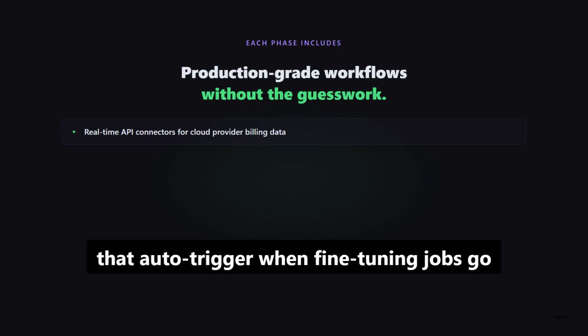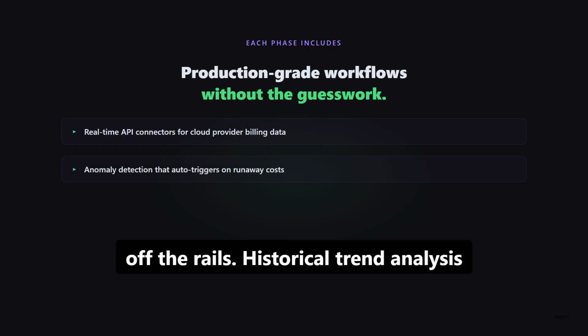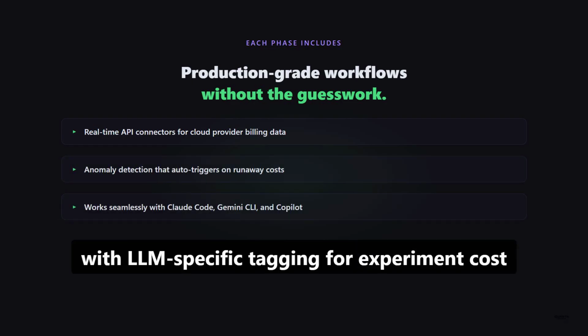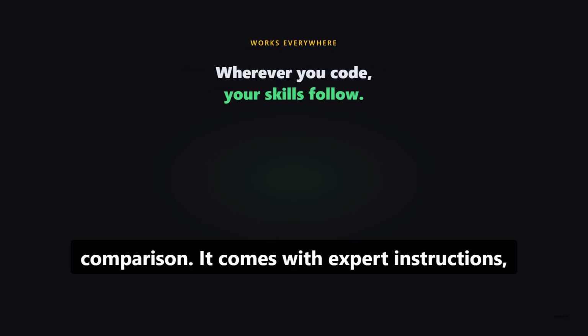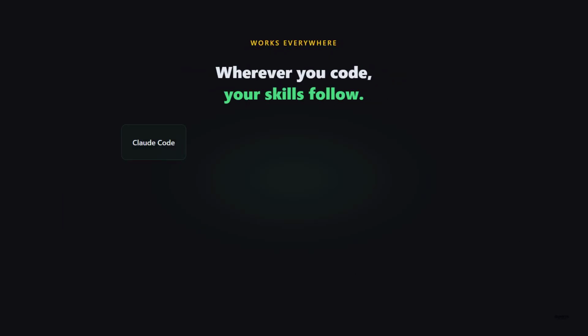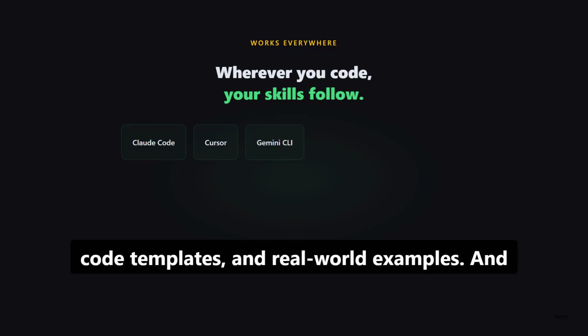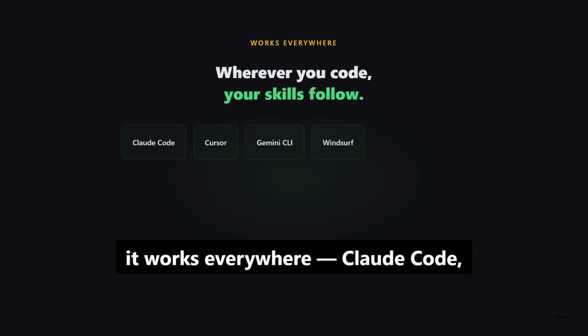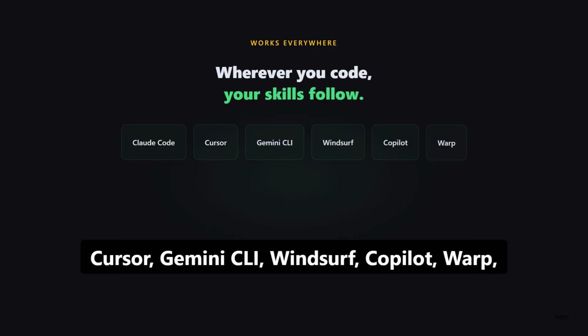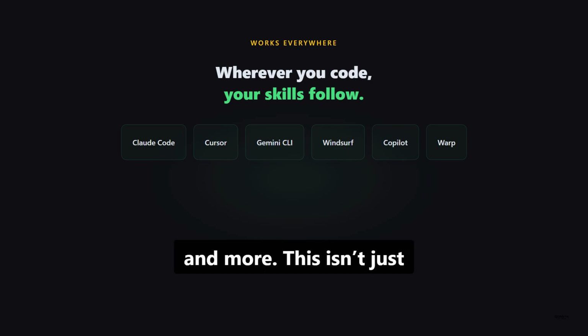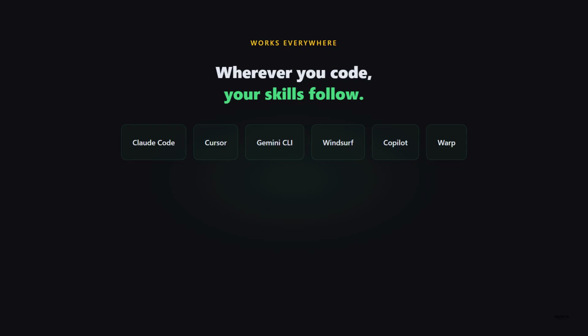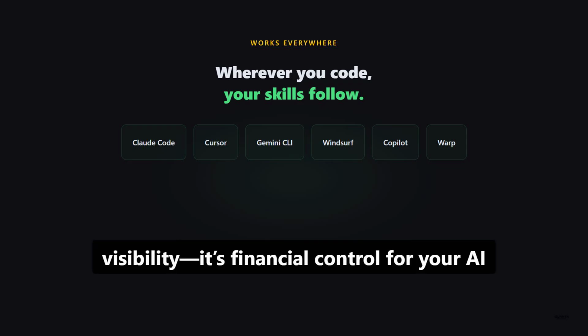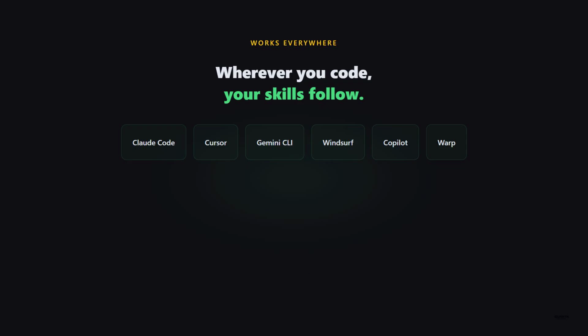Anomaly detection alerts that auto-trigger when fine-tuning jobs go off the rails. Historical trend analysis with LLM-specific tagging for experiment cost comparison. It comes with expert instructions, code templates, and real-world examples. And it works everywhere: Claude Code, Cursor, Gemini CLI, Windsurf, Copilot, Warp, and more. This isn't just visibility, it's financial control for your AI stack.